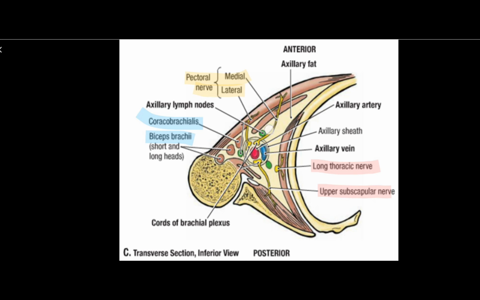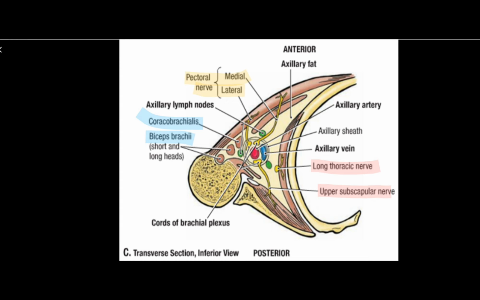From the brachial plexus, see, the medial one is the medial pectoral nerve, and then the lateral pectoral nerve from the medial and the lateral cords of the brachial plexus, and the upper subscapular nerve from the posterior one. Another thing will be the axillary tail of Spence. So that is about the boundaries of the axilla.